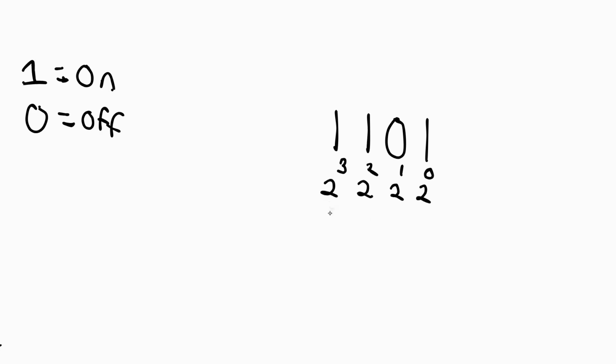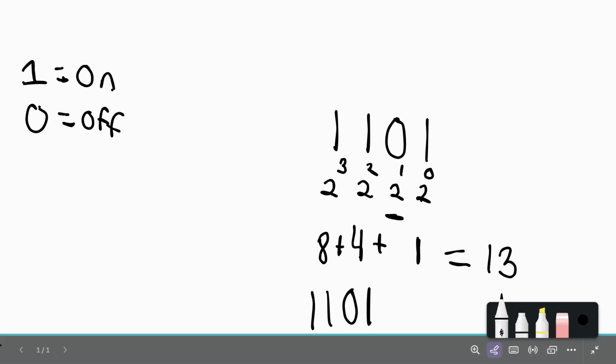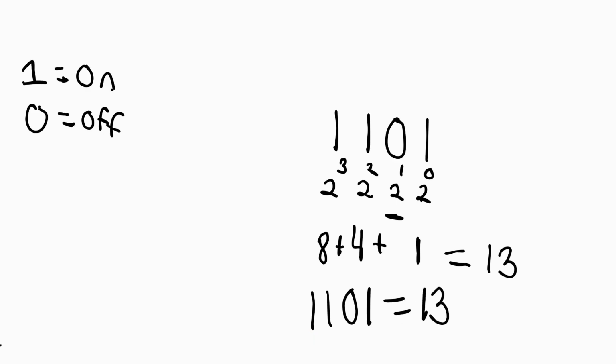So 2 to the 3rd is 8, plus 2 to the 2nd is 4. We wouldn't do this one because this is off. And then you do 2 to the 0, which is 1. And so you have 8 plus 4 plus 1 equaling 13. So 1, 1, 0, 1 equals 13. And that's how you read binary.